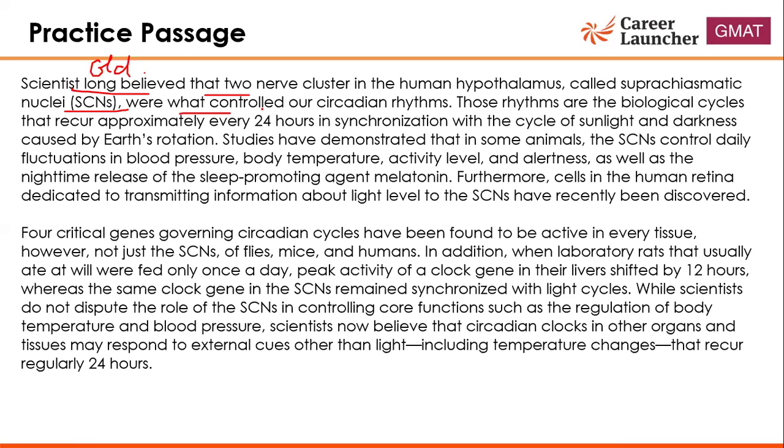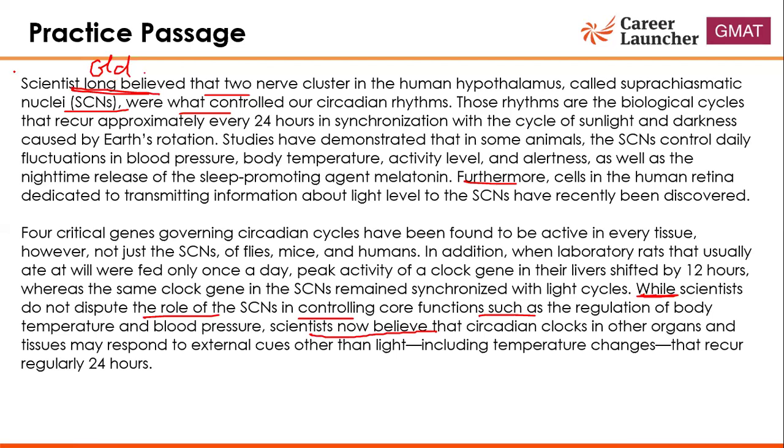Now, when I have information such as this, I'm obviously looking for a change. That would be a contrast word here. So for example, furthermore is not going to help me find the contrast. So the only word that I think I have is "while." While scientists do not dispute the role of SCNs, scientists now believe. So as you can clearly see, this is how the information is going to be, and that's how your transition words can really help you navigate through the passage better.